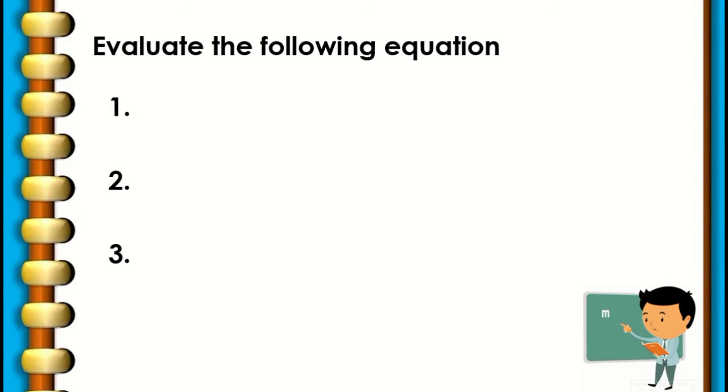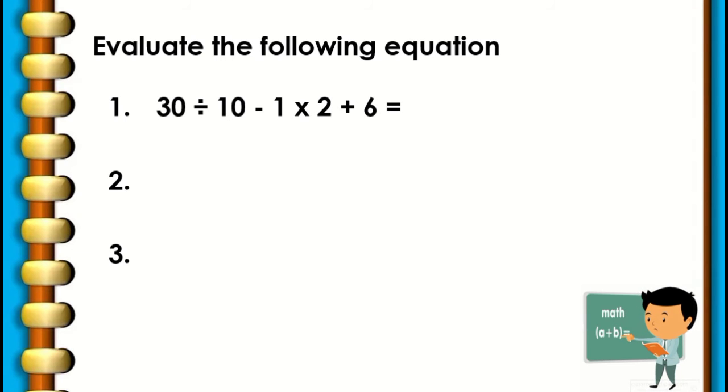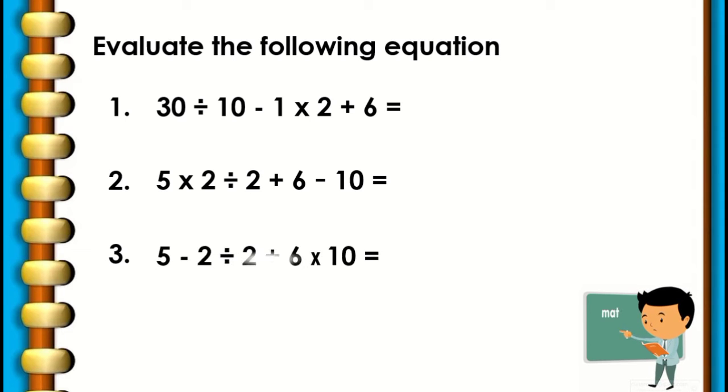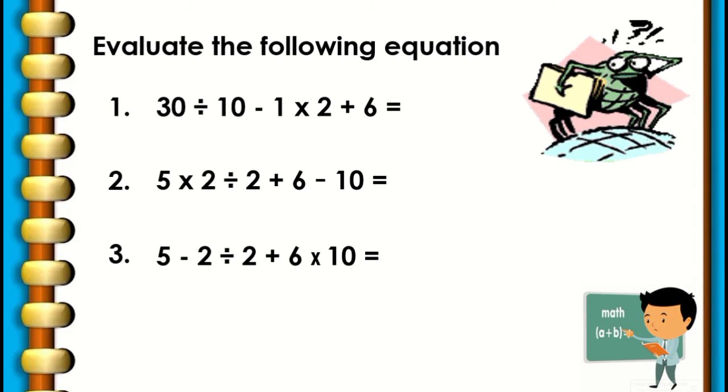Okay, now, let's evaluate the following equation. So number 1, we have 30 divided by 10 minus 1 times 2 plus 6. Next, we have 5 times 2 divided by 2 plus 6 minus 10. Next, we have 5 minus 2 divided by 2 plus 6 times 10. So I'll give you a copy.